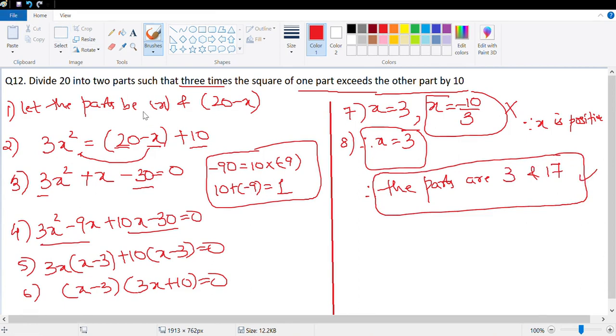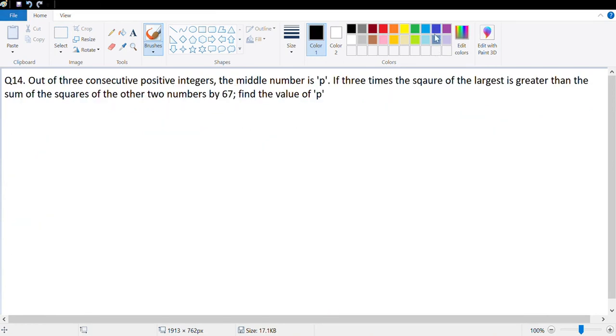The next question that we do is question number 14. Out of 3 consecutive positive integers, the middle number is p. I have the spelling wrong. The square should be square. Okay, of the largest is greater. Okay, so let the numbers be p minus 1, p, and p plus 1. Yes, they are 3 consecutive, which means the first one will be p minus 1, the middle is p, and the next one is p plus 1.